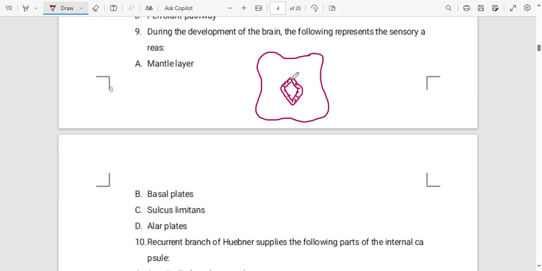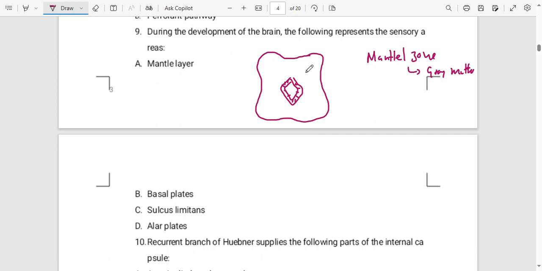Okay, so what I've put there is the neuroepithelium. This neuroepithelium is made up of pseudostratified cells, which will start giving rise to neuroblasts. And those neuroblasts are going to form what is known as the mantle zone. This mantle zone is going to later on give us gray matter.